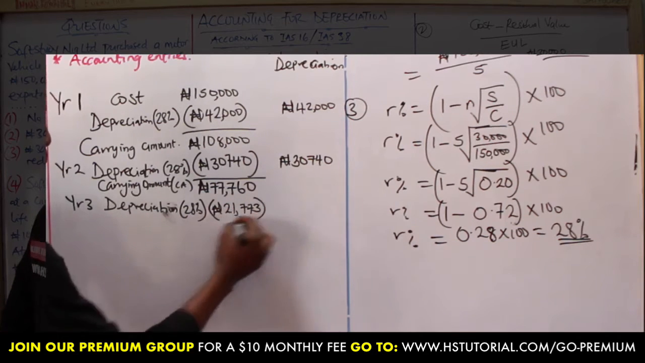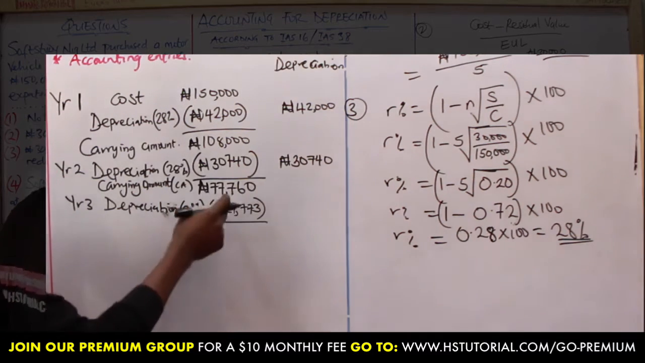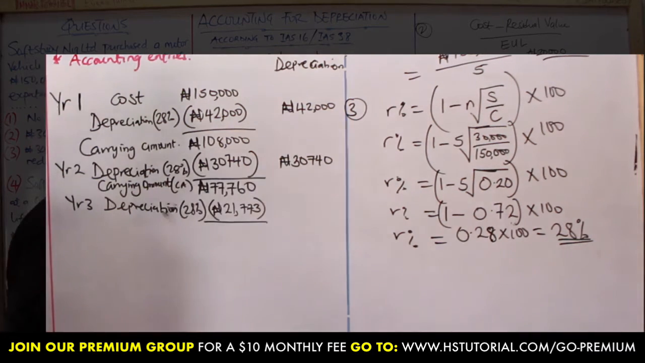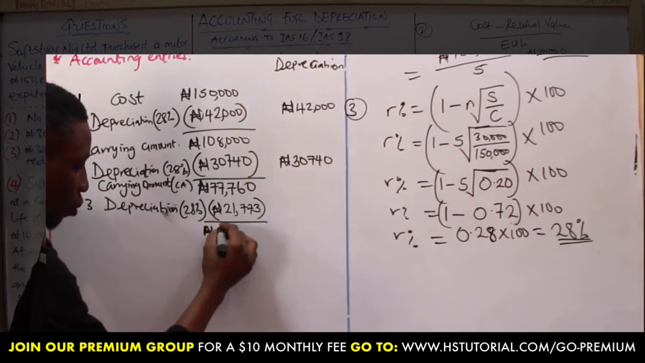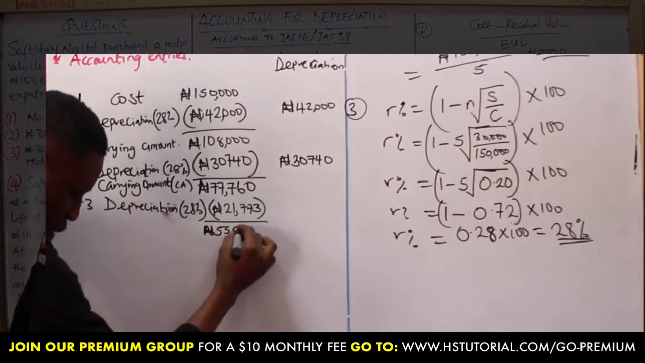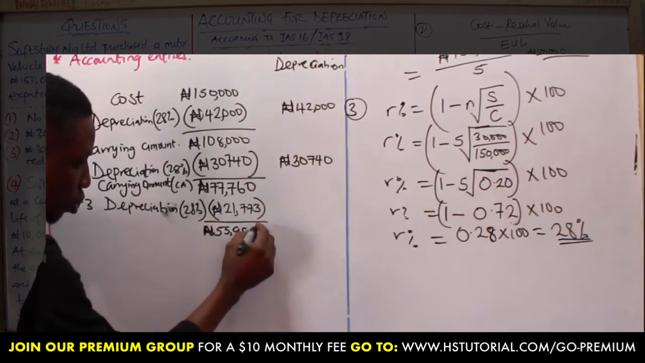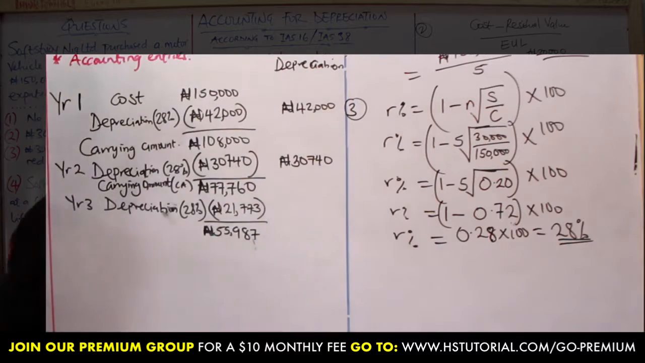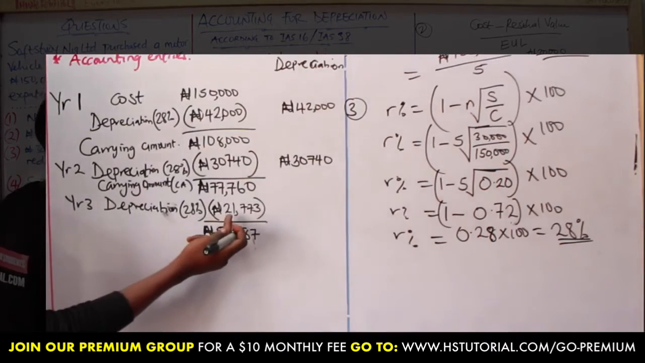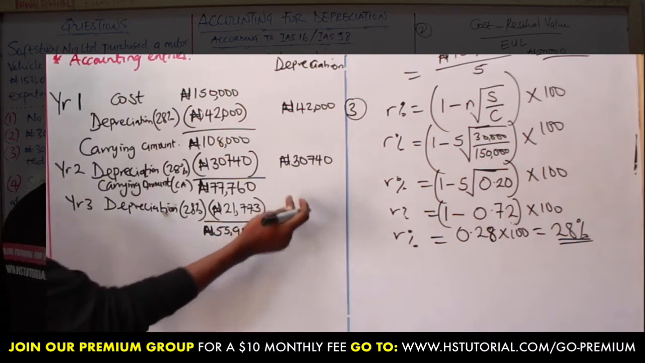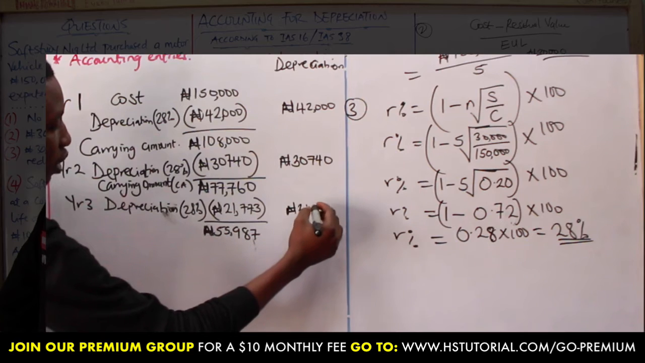21,773. So when you deduct 21,773 from 77,760, what will you have? You will have 55,987. That's approximation. Okay, so before you move forward, you will have to bring this 21,773 out to save you the stress of checking.